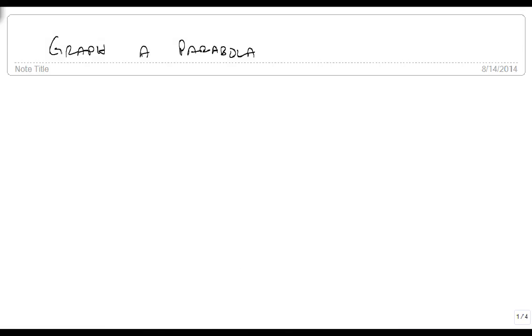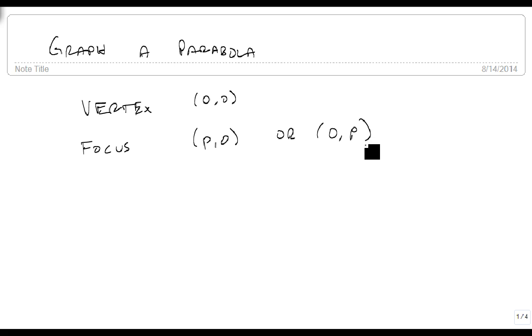We're now going to show you how to graph a parabola. To graph a parabola, you first need to find the vertex, which for the simple problems we're going to start with is at 0, 0. You need to find the focus, which is at (p, 0) or (0, p), with plus or minus.